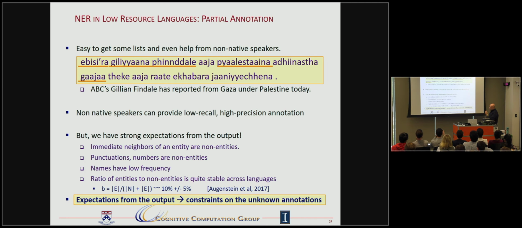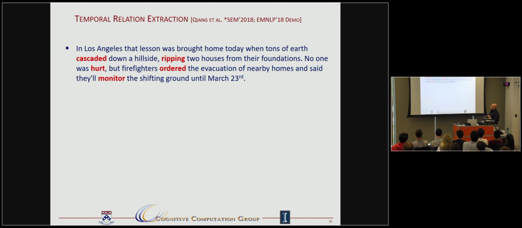So I have expectation from the output, which you can view as constraints on the unknown annotations. Here's another example, temporal domain. We've done a lot of work in the temporal domain over the last few years. It's really an interesting domain. What do I mean, work in the temporal domain?